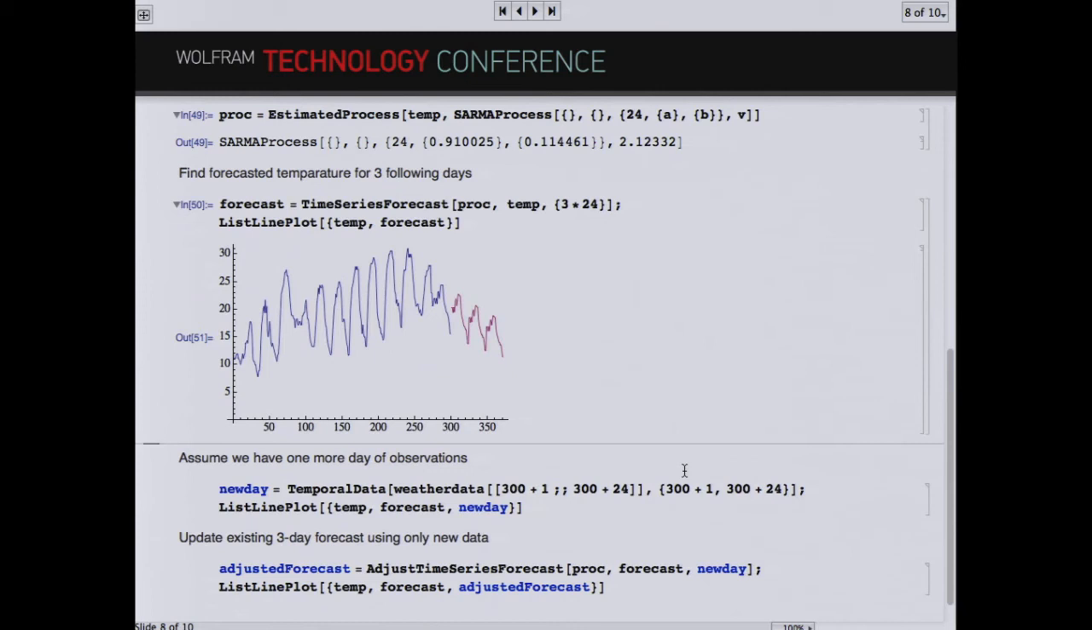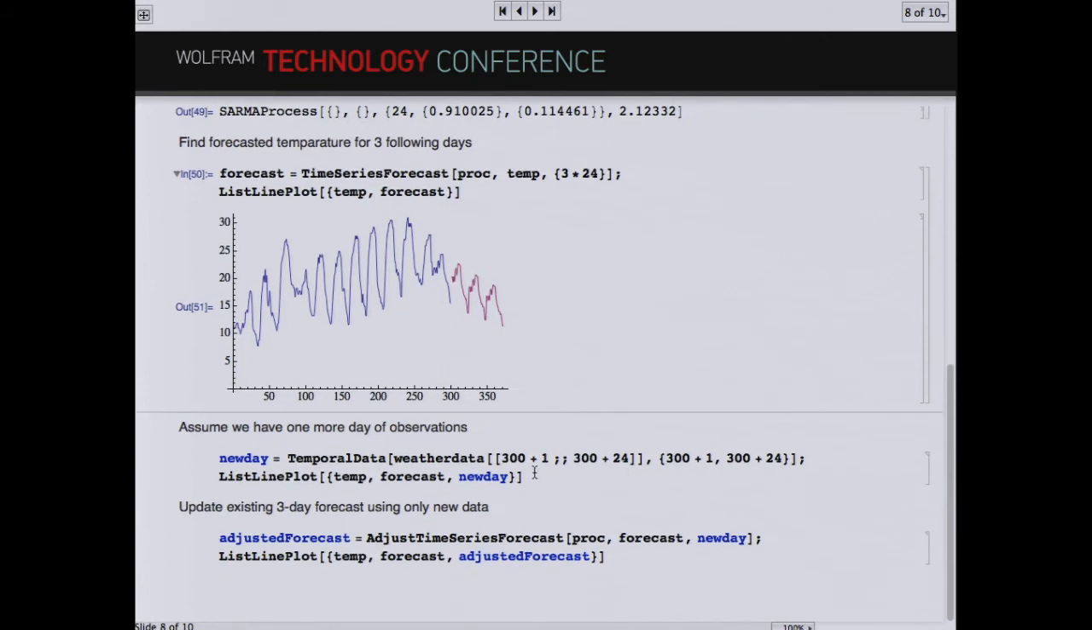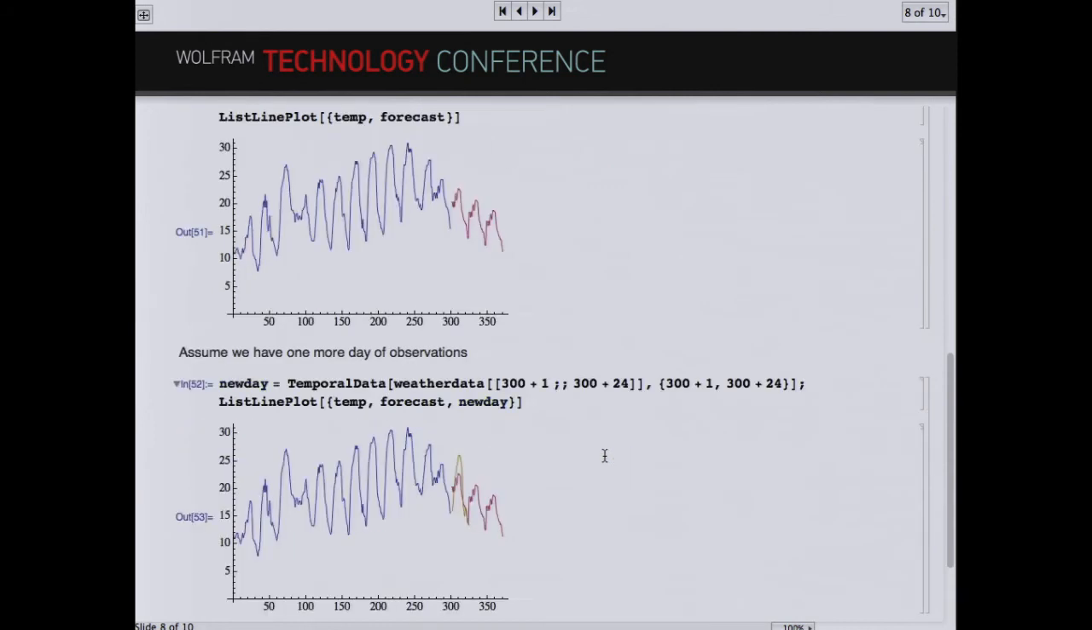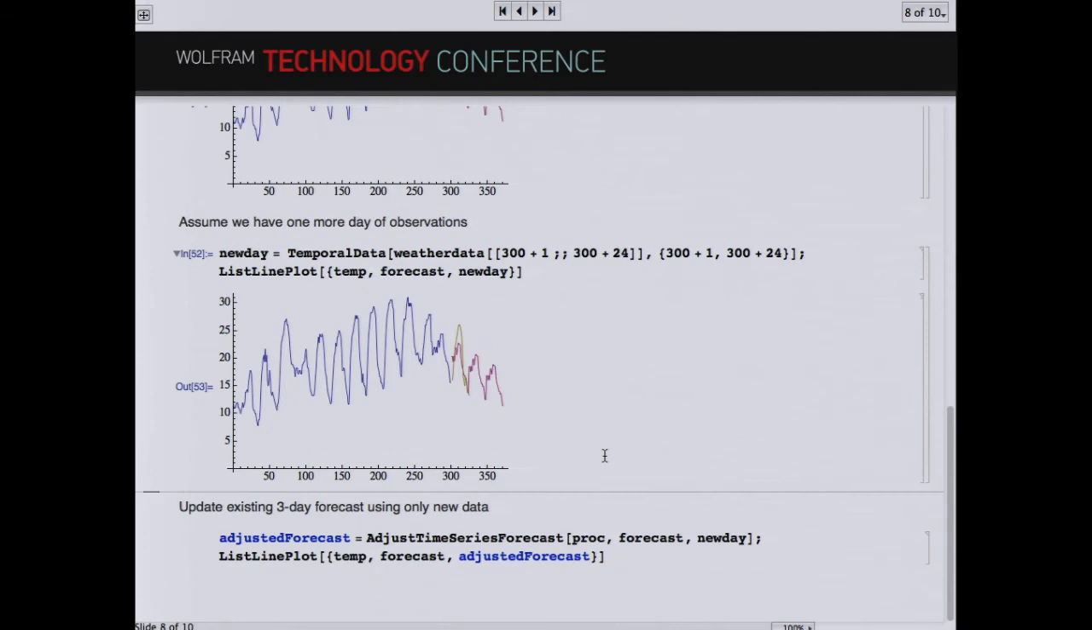So we kind of see that it goes down. I mean, the last day in our observation was not very hot, so we see the temperature. What would happen if we know more? So I'm adding a new day to my observation. So I'm taking from the weather data 24 hours worth of new observations. Okay, so this is the yellow part here. So we see that actually the temperature during the day that we are forecasting here was warmer than what we forecasted. So we were off in that sense.